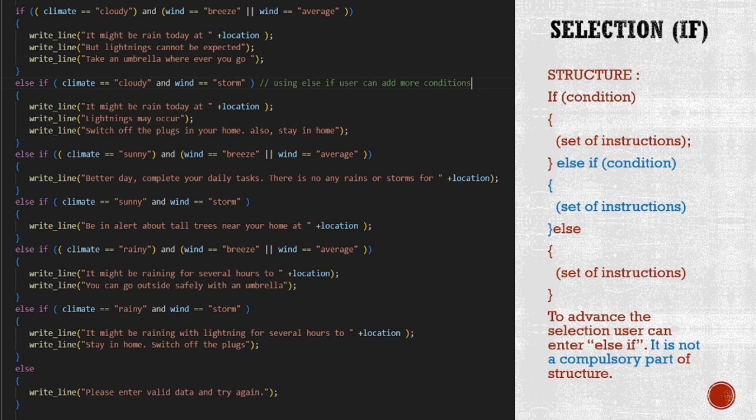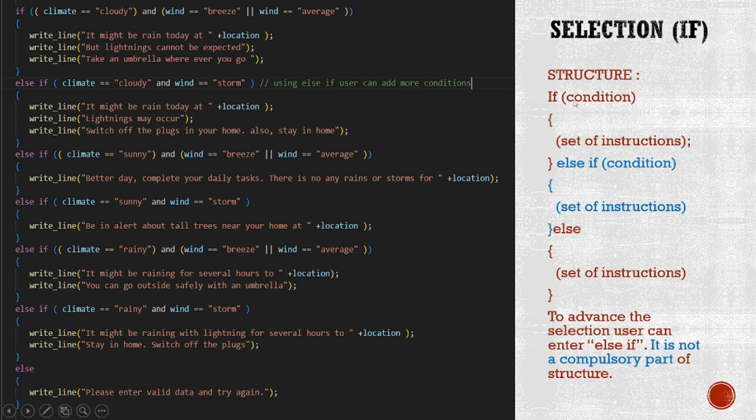If condition is a type of selection, and you can see here the structure of the if condition. It starts with if and a conditional statement, curly brackets open, and inside the curly brackets there is a set of instructions. After that, else if, condition, set of instructions, else, set of instructions, like that. To advance the selection, the user can enter else if. It is not a compulsory part of the structure.